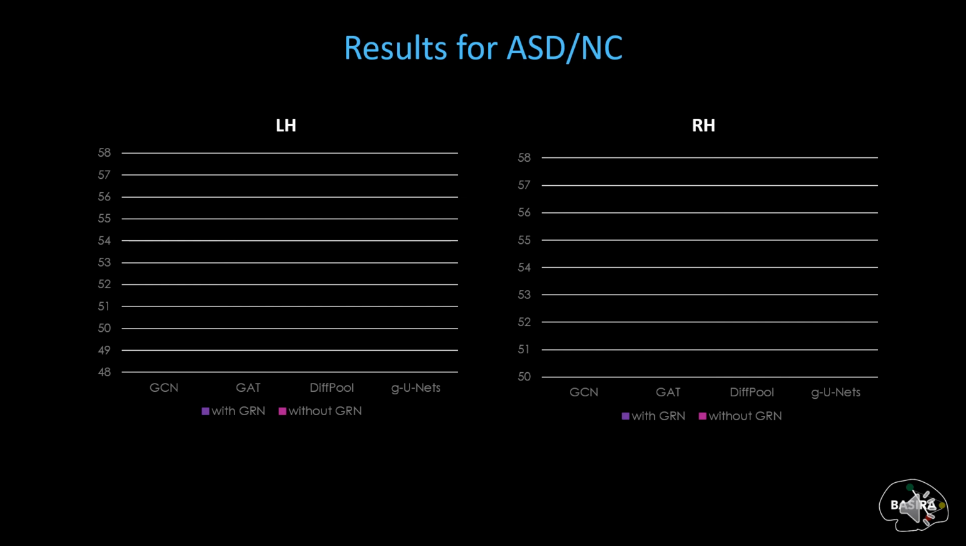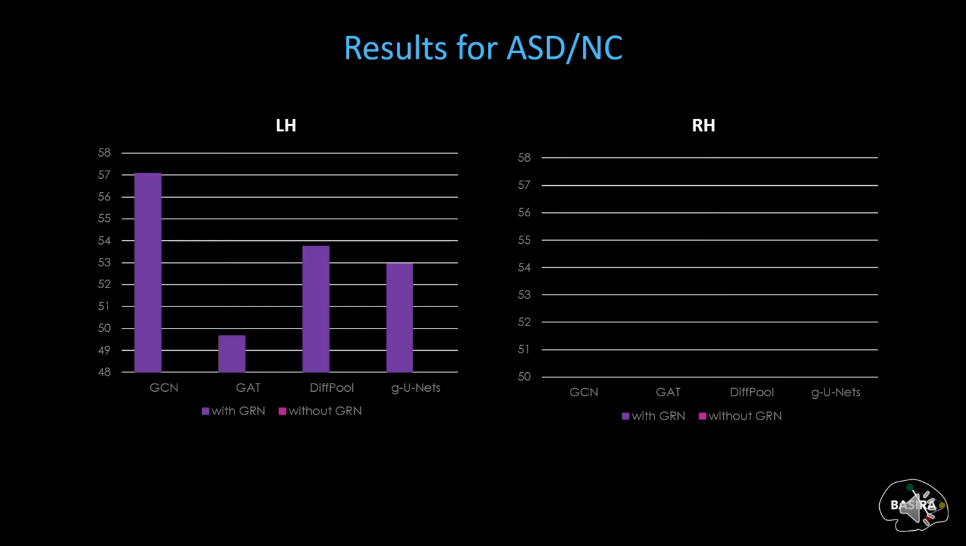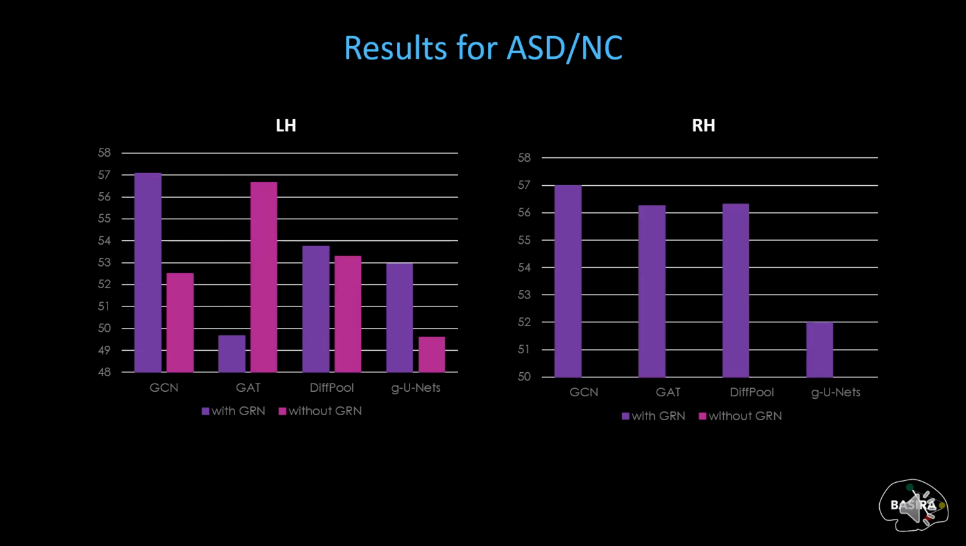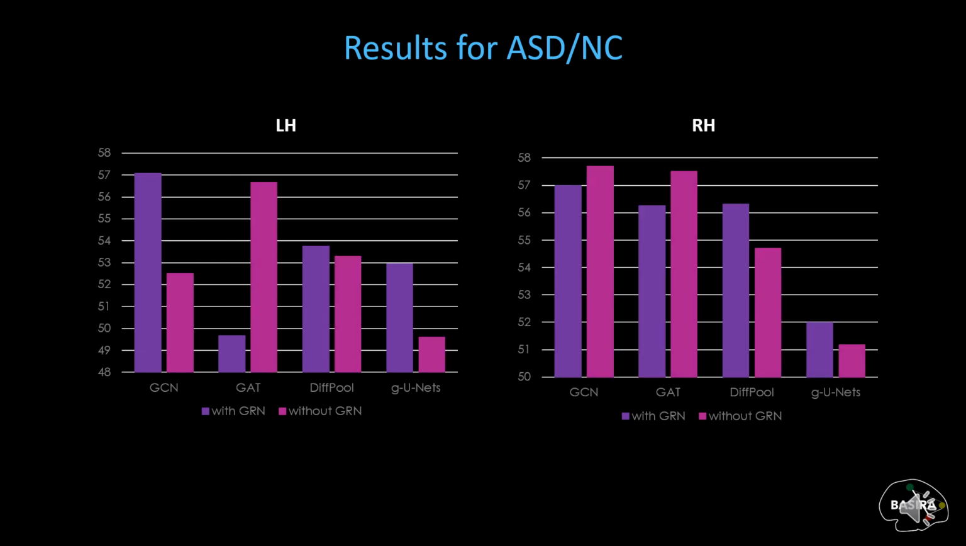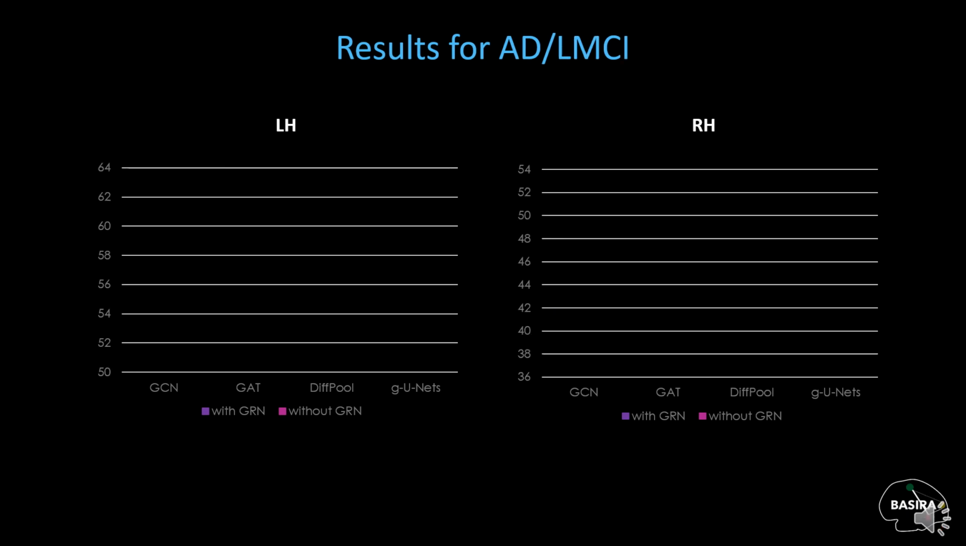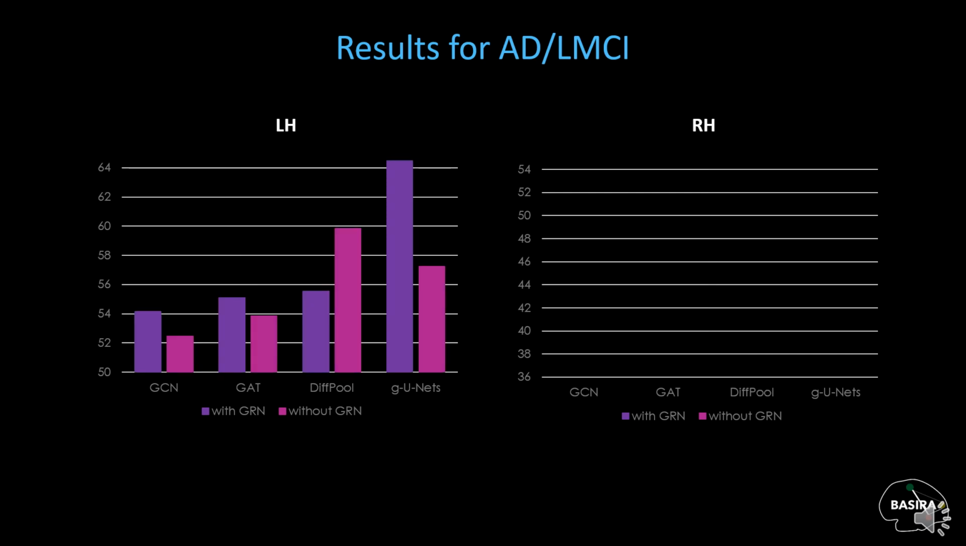Here, we can see the prediction accuracy results for the ABIDE dataset at left and right hemisphere. Our GRN model remarkably boosted the prediction accuracy of conventional GNN methods, resulting in 75% success in accuracy boost, outperforming in 12 out of 16 experiments. Here, we report the prediction accuracy results for ADNI LMCI datasets at left and right hemisphere.